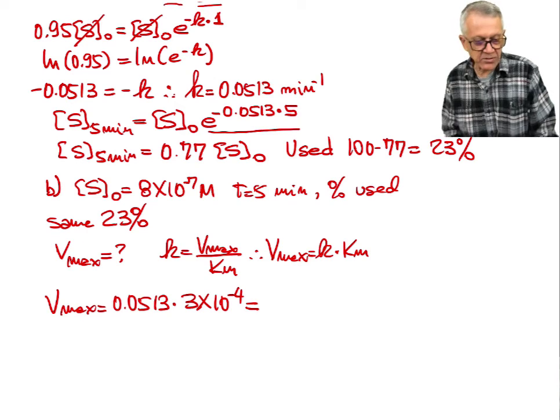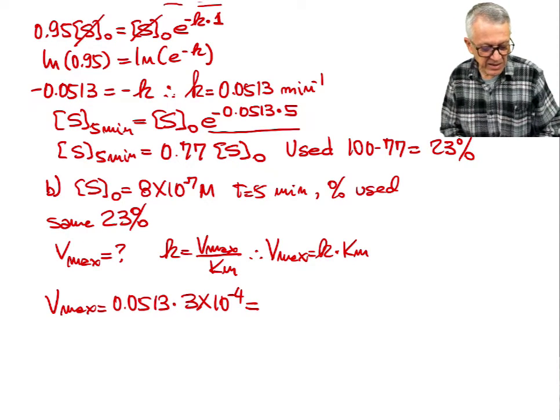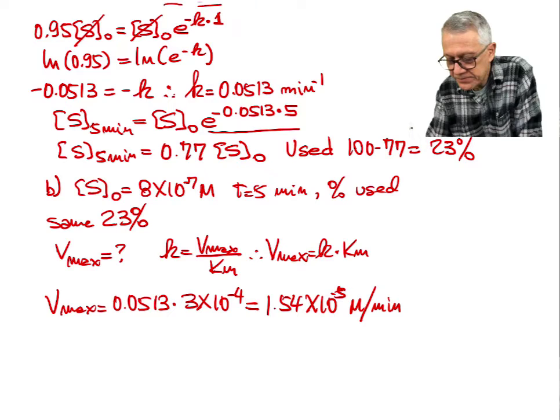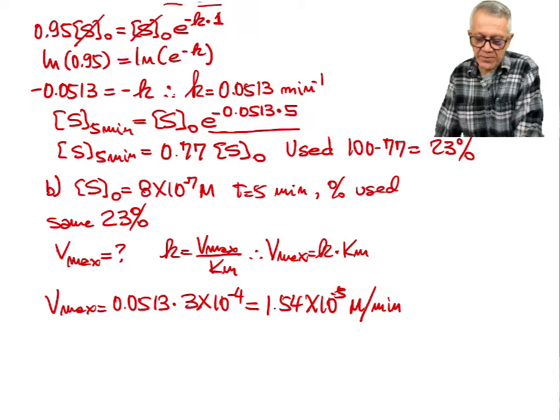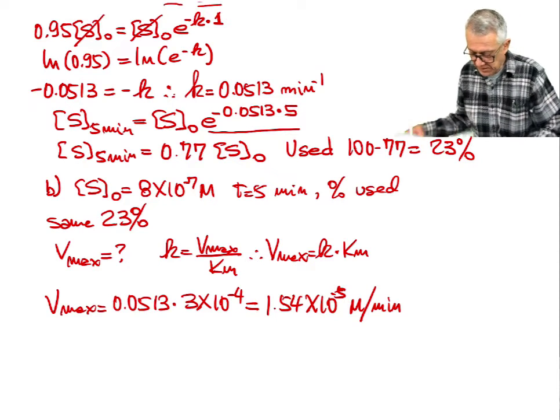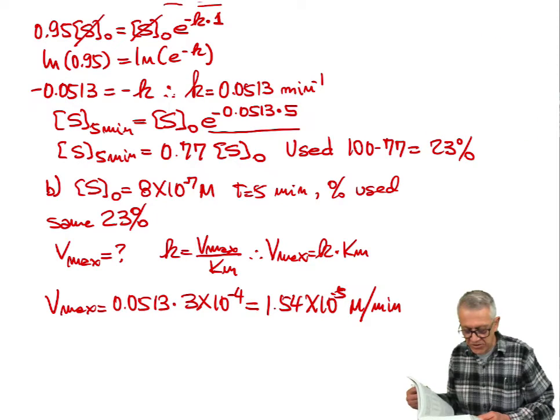So this is going to give us 1.54 × 10 to the power of negative 5 molar per minute. Molar per minute. That's the Vmax, okay? Letter D asks, at the 8 × 10 to the power of negative 7, how long will it take for 50% of the substrate to be utilized?